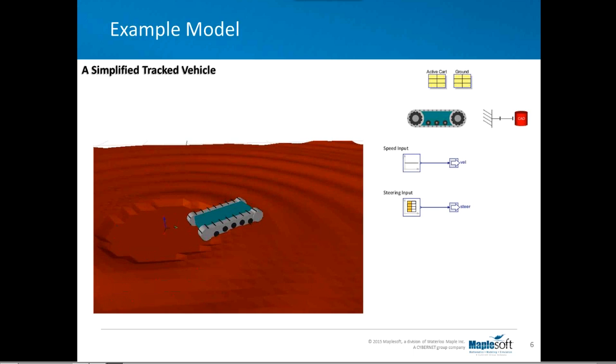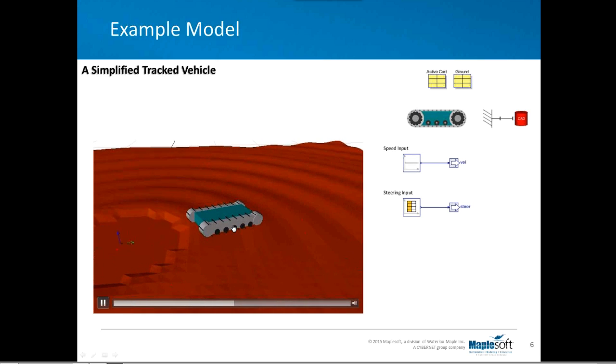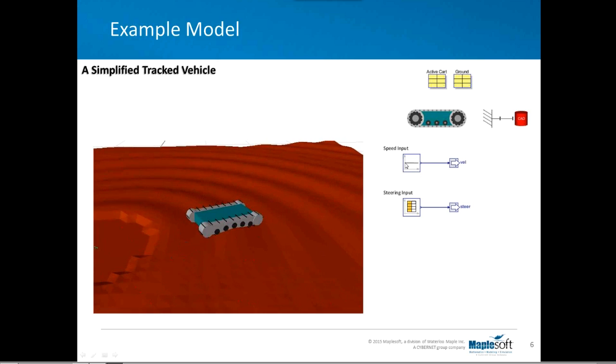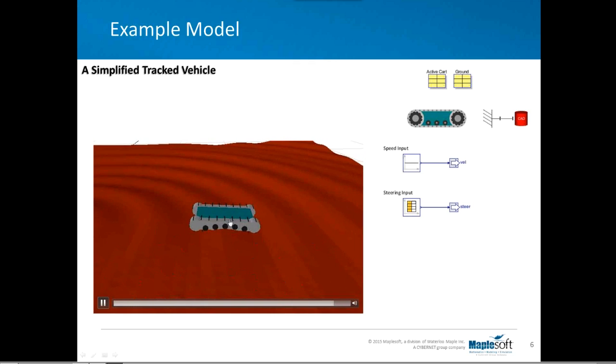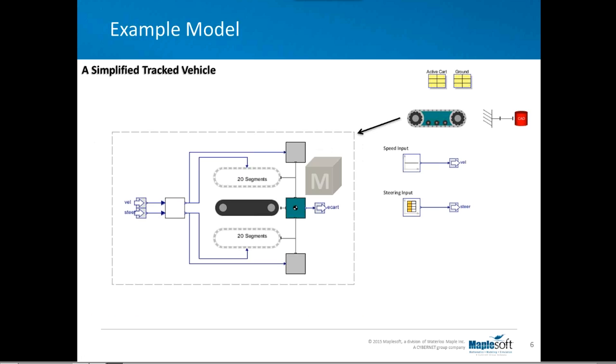The track moves at a given velocity, as indicated by a signal as a speed input, and there's a steering input which changes the relative velocity between the two tracks, which causes a change in direction of motion. Looking at the main component, which is this subsystem here in MapleSim, you can go inside this subsystem by double-clicking on it.